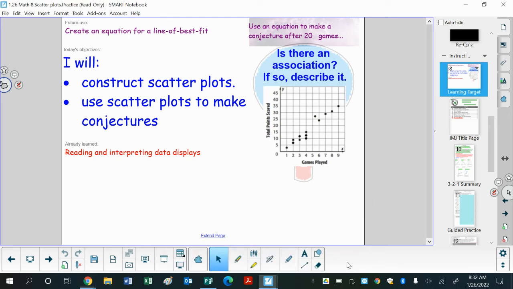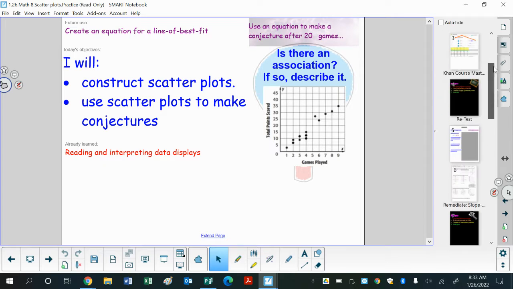And hello all, it is Mr. Callan here to walk you through scatter plots from Chapter 9, Lesson 1. Before we get to there, just a couple reminders.